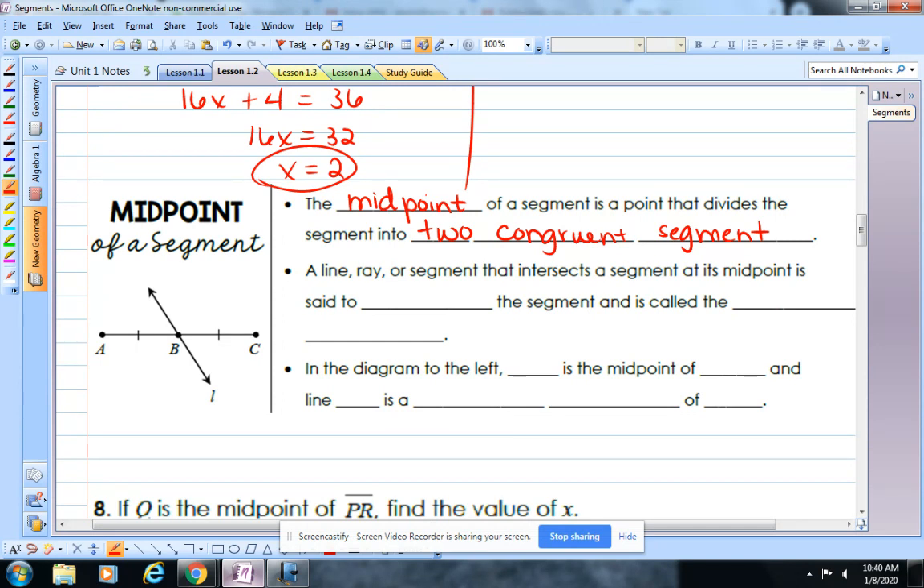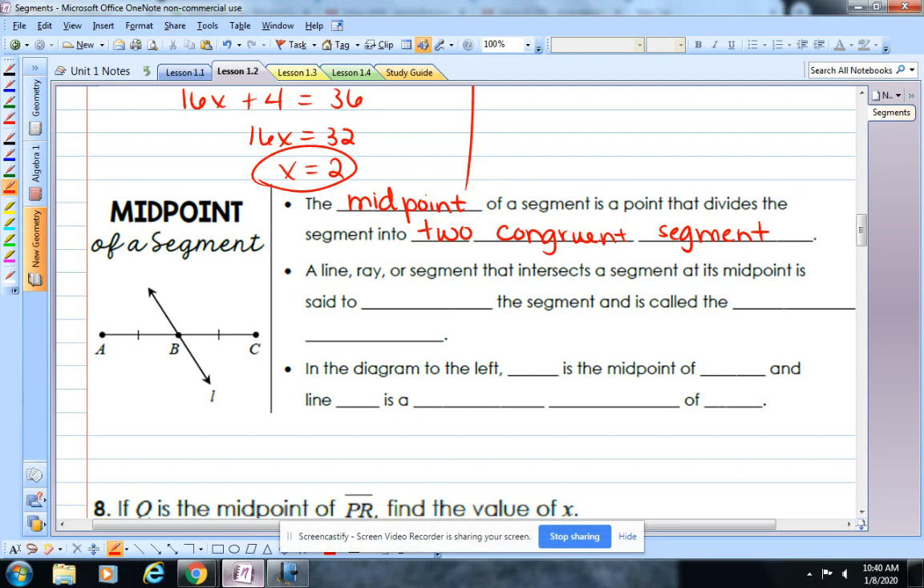Okay? And notice that they drew these little tick marks right here. If you see tick marks on a segment, that means that those two pieces are equal measures. So anytime you see little tick marks in segments, that means segment AB is congruent to BC. Any things that have the same amount of tick marks are congruent to each other. Okay? So that's a little clue they show us in pictures. Little tick marks mean they're congruent to each other.